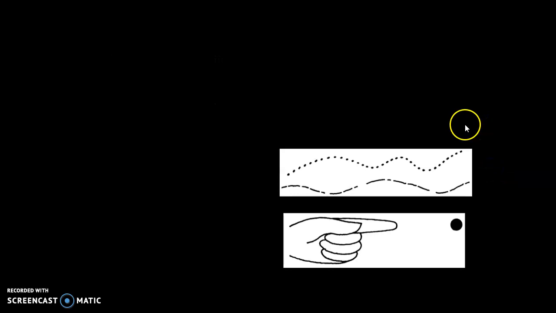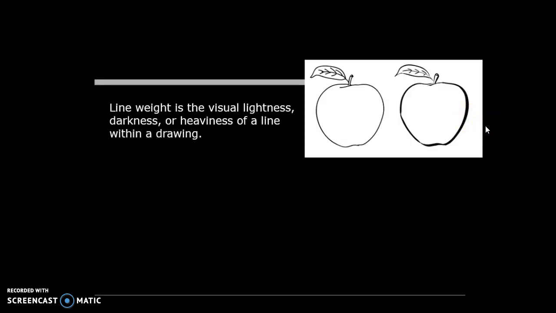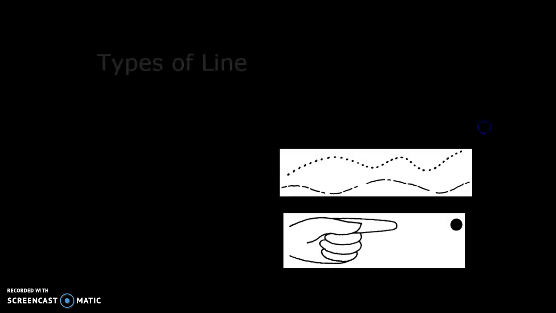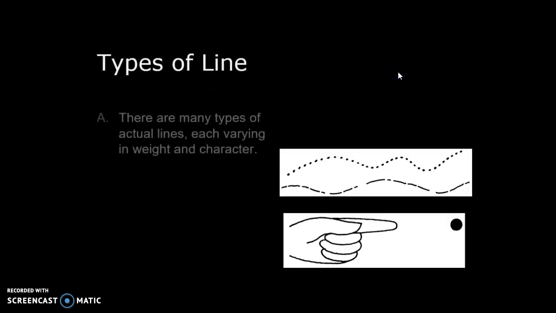Now, line weight, I want to go back to the apples here. Line weight is the visual lightness, darkness, or heaviness of a line within a drawing. When we do our character of line, one of your objectives will be to change the line weight. You might start off on that top column. You're going to be doing a template just like you did before. In that top column, you might be doing a basic line drawing, and then as you develop your designs and go down that column, the visual weight of the line will change to give it more punch, to give it more action.